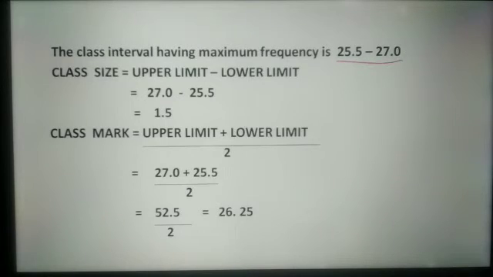So class size is equal to upper limit minus lower limit. It is 27.0 minus 25.5, which equals 1.5. Now class mark is upper limit plus lower limit divided by 2. So 27.0 plus 25.5 divided by 2 equals 52.5 divided by 2, and it equals 26.25.